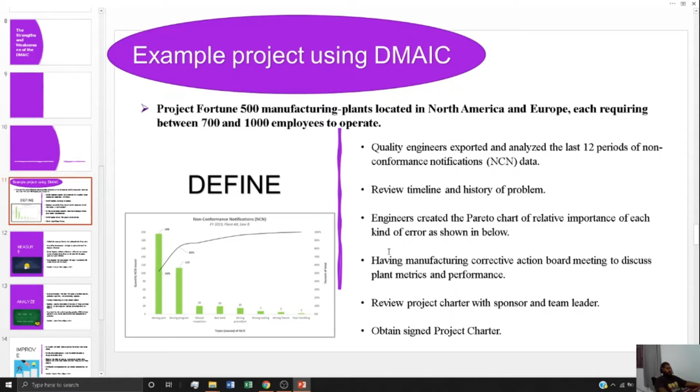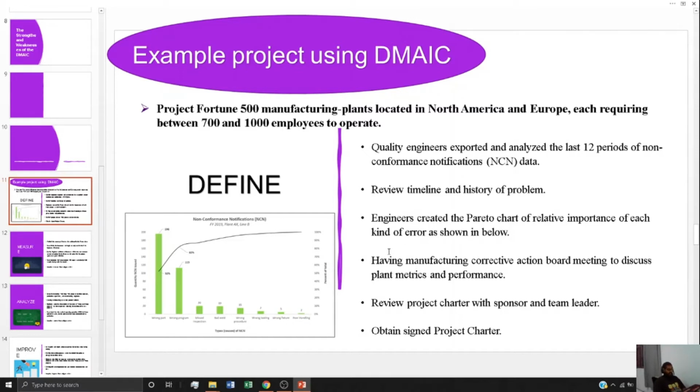Hi, my name is Satish. Today I'm going to present an example project using DMAIC. Our project was for Fortune 500 manufacturing plants located in North America and Europe, each requiring between 700 to 1000 employees to operate. The first step is define.